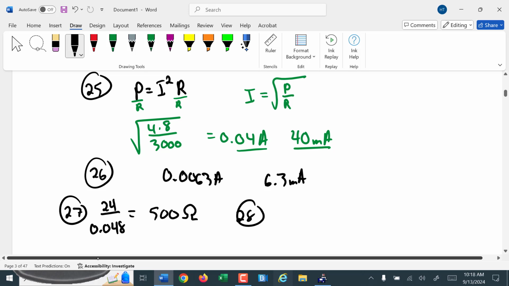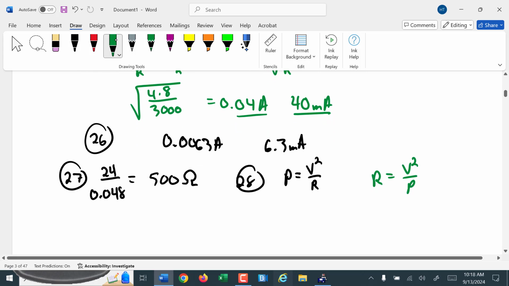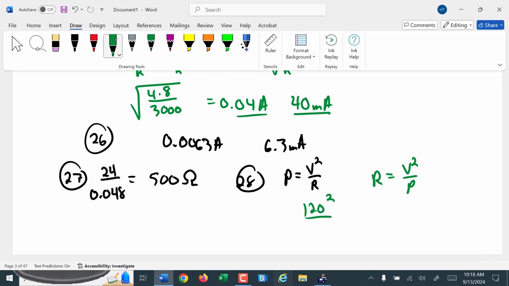For 28, for power, remember power, we're given the voltage here, so power is V squared divided by R. If I solve that for R, I get the resistance is V squared divided by P. So it is the voltage squared, 120 volts squared, divided by 4.8 kilo is 4,800. Ends up giving us 3 ohms.